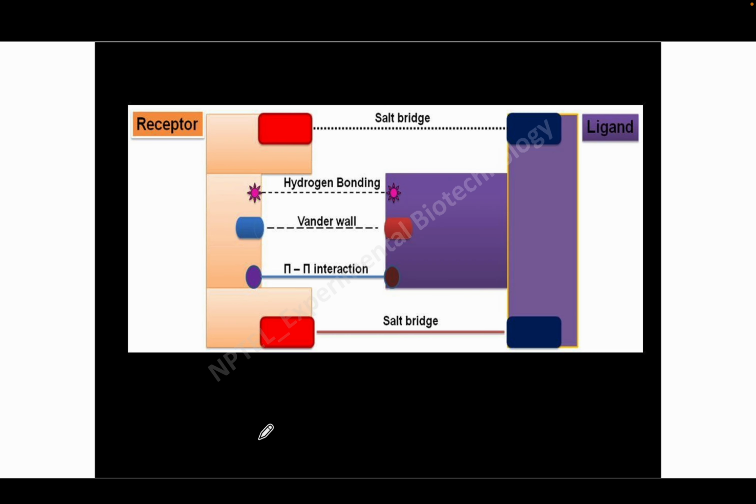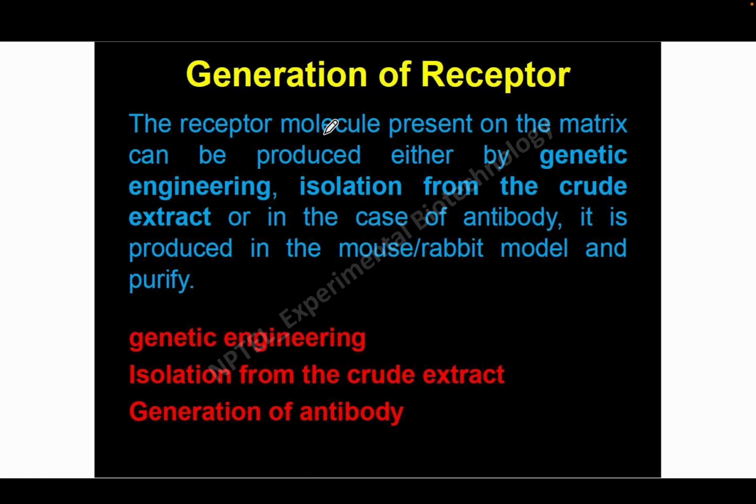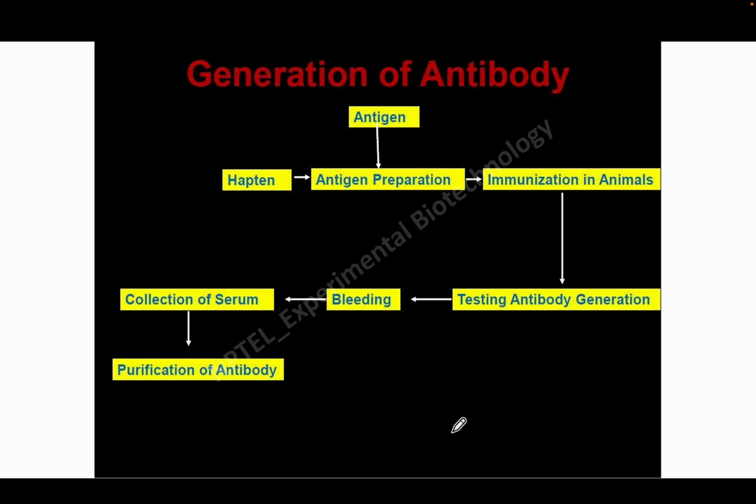Okay. So we'll start the generation of the receptor. The receptor molecule present on the matrix can be produced either by genetic engineering, isolation from the crude extract, or, in the case of antibody, it is produced in the mouse or rabbit model and purified. So you can do genetic engineering, isolation from the crude extract, and you can also generate antibody to generate the receptor.